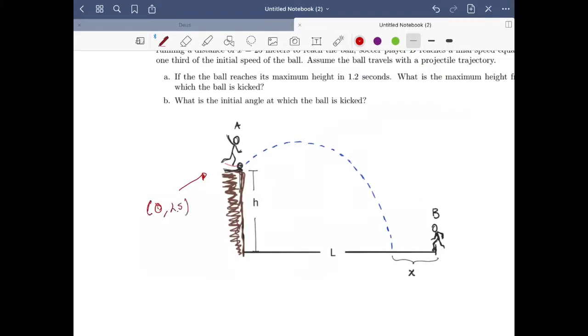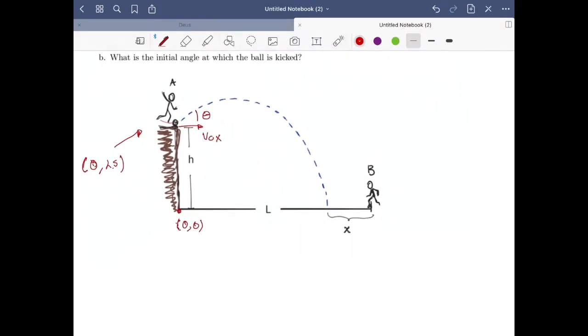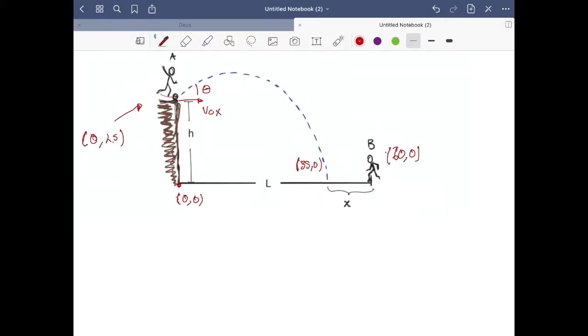Well, first, I read and analyzed the whole problem. The problem asked me two questions. The first one, I have to calculate the maximum height in 1.2 seconds. And for the second, I have to calculate the initial angle for player A. In this problem, we have more data for player B.